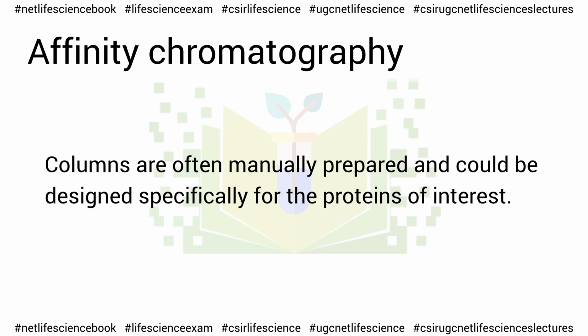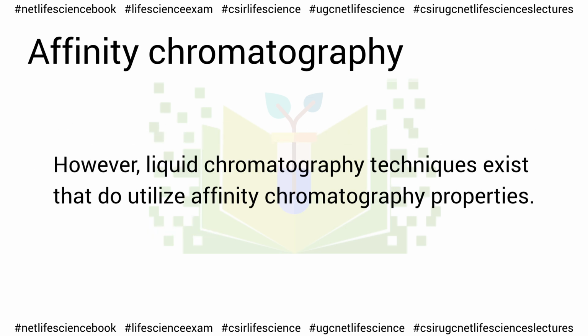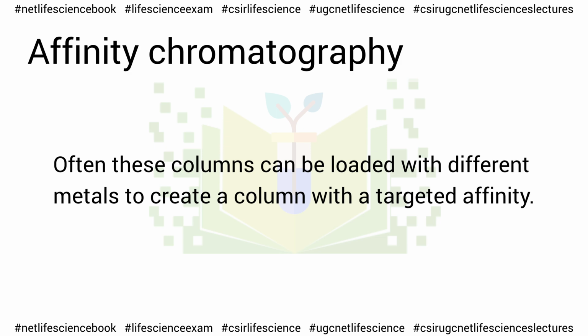Columns are often manually prepared and could be designed specifically for the proteins of interest. Traditional affinity columns are used as a preparative step to flush out unwanted biomolecules, or as a primary step in analyzing a protein with unknown physical properties. However, liquid chromatography techniques exist that do utilize affinity chromatography properties. Immobilized metal affinity chromatography is useful to separate the aforementioned molecules based on the relative affinity for the metal. Often these columns can be loaded with different metals to create a column with a targeted affinity.